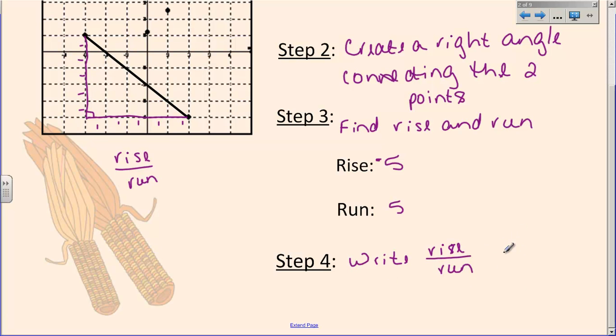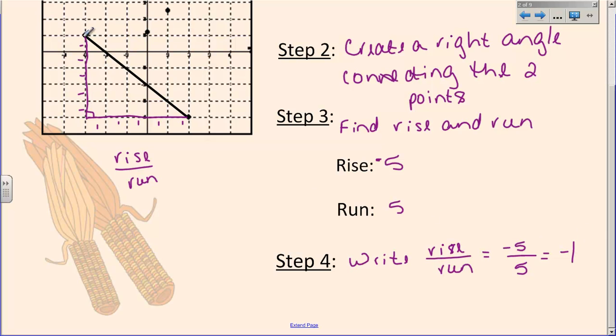So we're going to write our rise over our run, and in this case my rise is -5 and my run is +5, and this will simplify. -5 over 5 is the same thing as -1. So the slope of this line is -1. That means that my rate of change is -1. The negative tells me the line is decreasing. The 1 tells me it is decreasing by 1 unit every time.